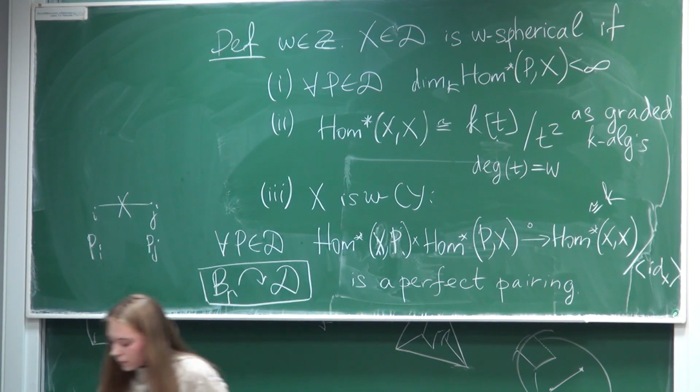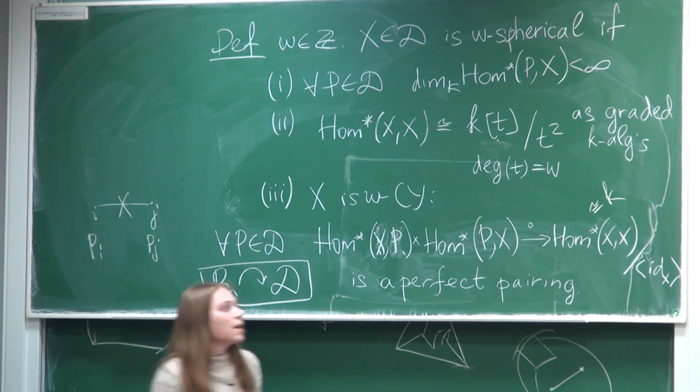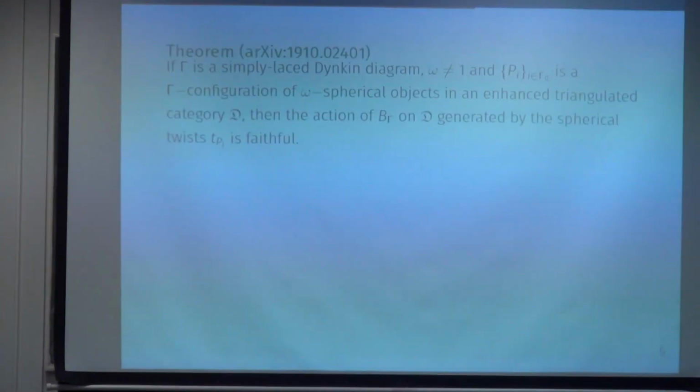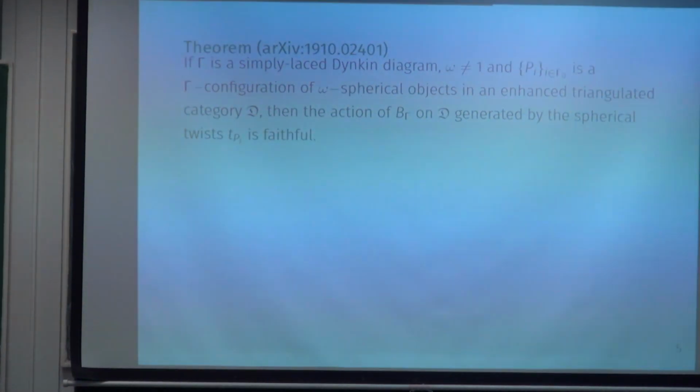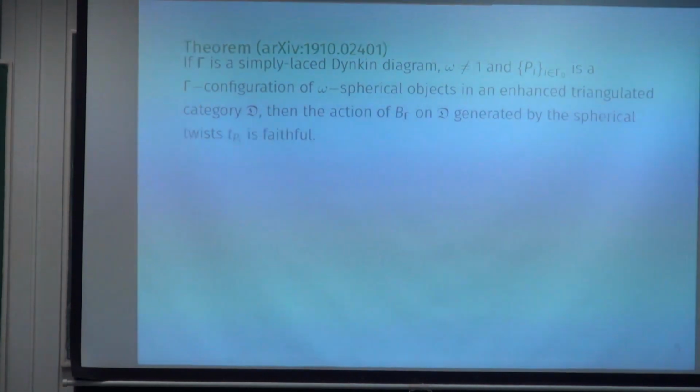And the main result of my thesis, and now a preprint, is that this action is indeed faithful for all gamma, all D, and all omega not equal to 1. And why do I like this result? First of all, it is known that for omega equal to 1, this action cannot be faithful. So in some sense, this theorem gives the final answer to the question.